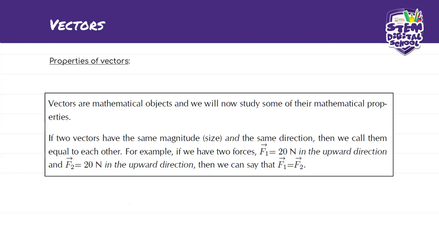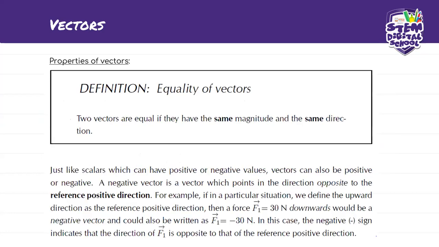That's why when you write your answer, you write, for example, 20 newtons upwards or 20 newtons downwards or 20 newtons east. That shows that you are working with a vector and you need to indicate your magnitude and your direction. Okay. So what are the properties of vectors? The definition of equality of vectors means that two vectors are equal if they have the same magnitude and the same direction, which is what we already spoke about, that they need to have both. If they are both equal, then you say F1 is equal to F2. So that's the equality of vectors.